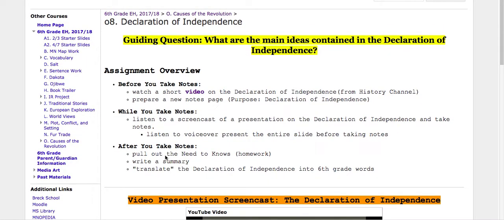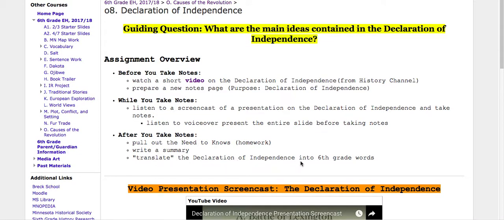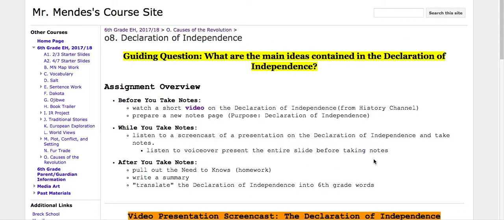And so already you, for homework, pulled out the need to knows. That was homework. Today you should have written the summary already before starting this for the need to knows. And now you're ready to translate the Declaration of Independence into 6th grade words. The Declaration of Independence uses pretty fancy language that we do not commonly use today. So you need to unpack it in order to understand it.